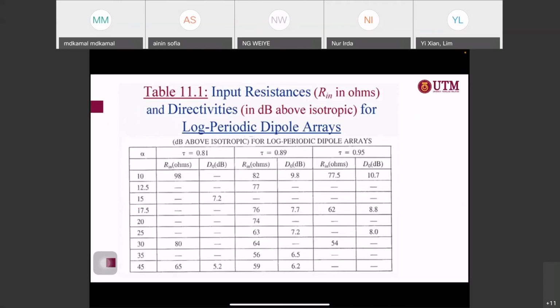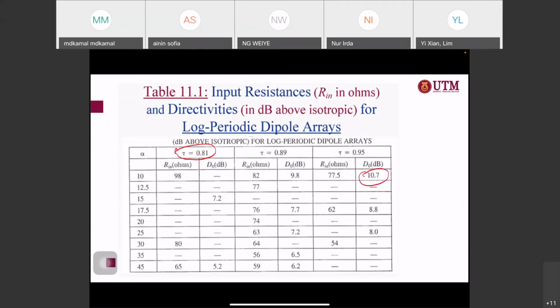Okay, so this is a table to show the input resistance in ohms and directivities, dB above, for the log periodic dipole. What we can see here, when your tau is 0.81 with a resistance of 98, the alpha is about 15. You can find that your directivity is only 5.65 here. Tau increases to 0.89, and you can see the same thing here, 9.8, and then tau is increasing to 0.95, so you can get higher directivity here.